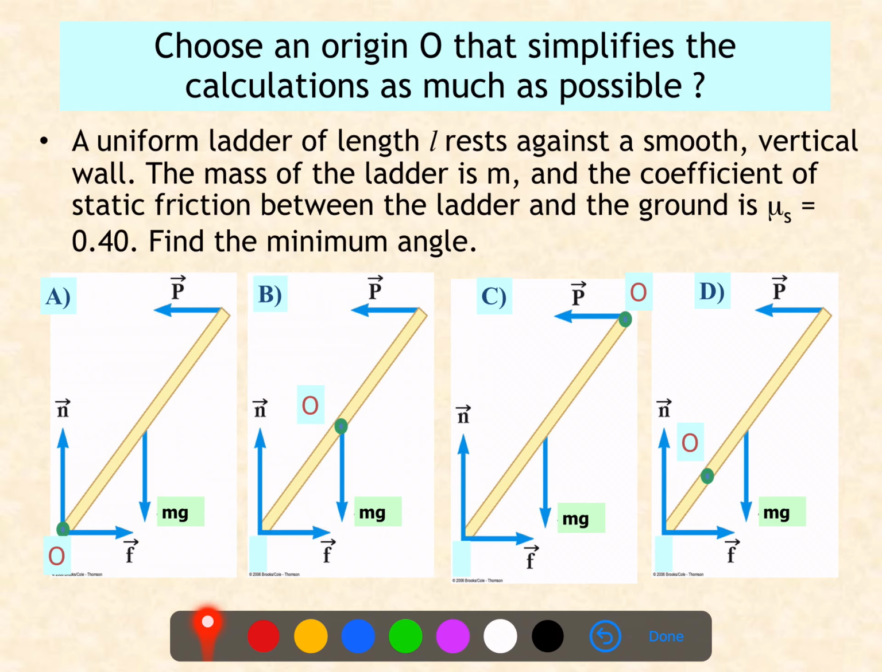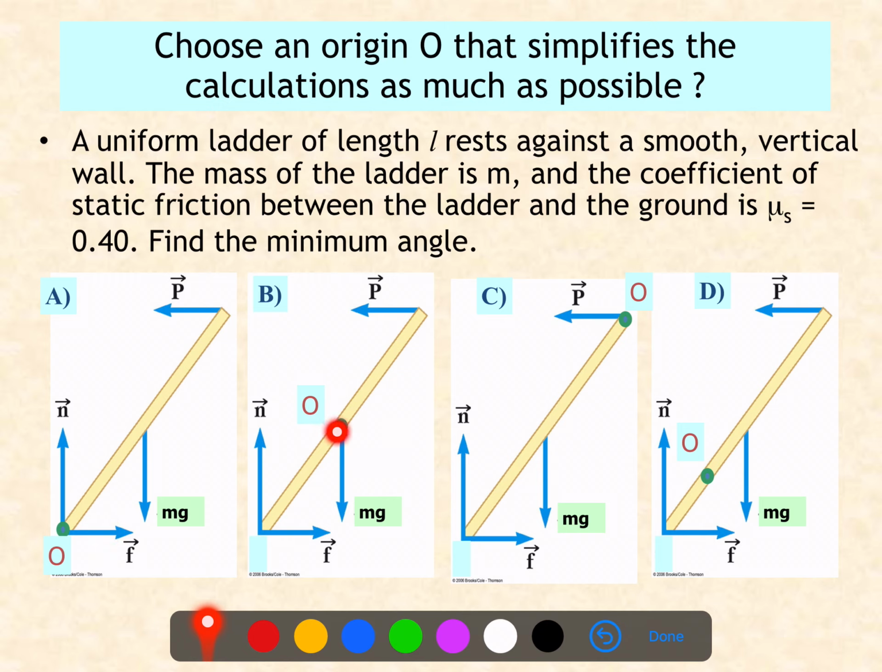In other words, is there a place I can put my reference point, my axis of rotation or origin, so that some of these forces are acting right at that axis of rotation, meaning that they have a lever arm equal to 0, and thus it will simplify my sum. If I place the origin in choice A, I see that 2 of these forces are emanating from that axis of rotation, and so I don't need to add them into my sum. That eliminates 2 out of 4 forces.